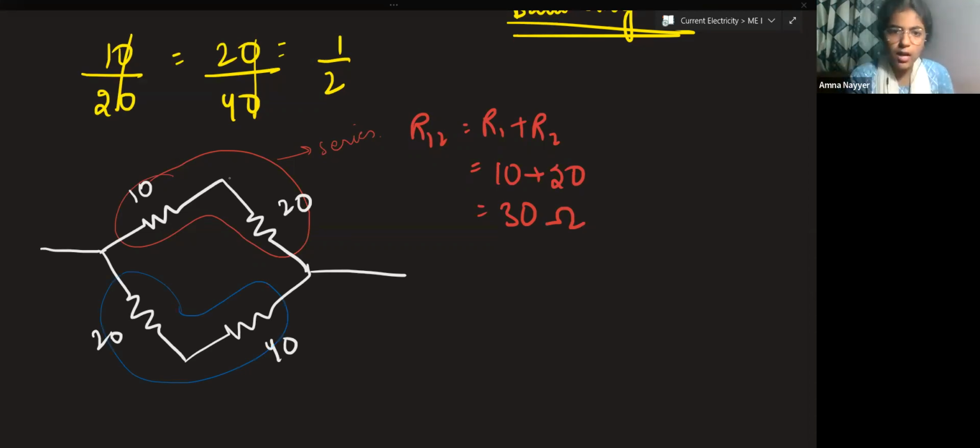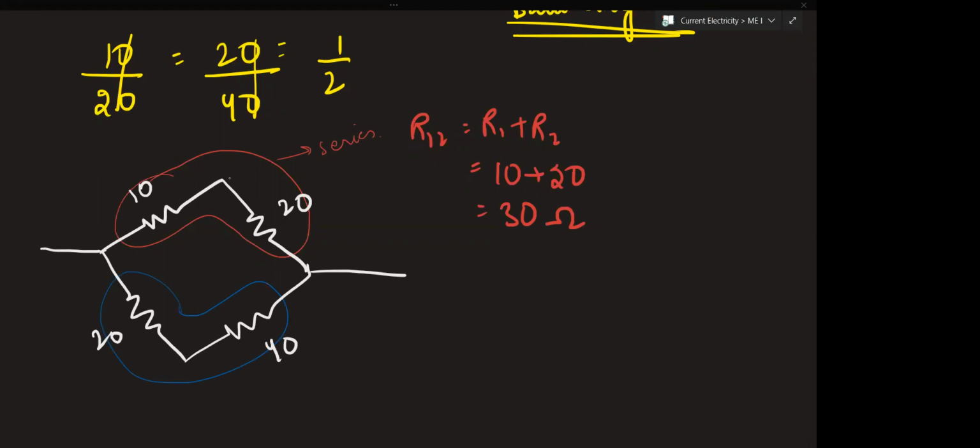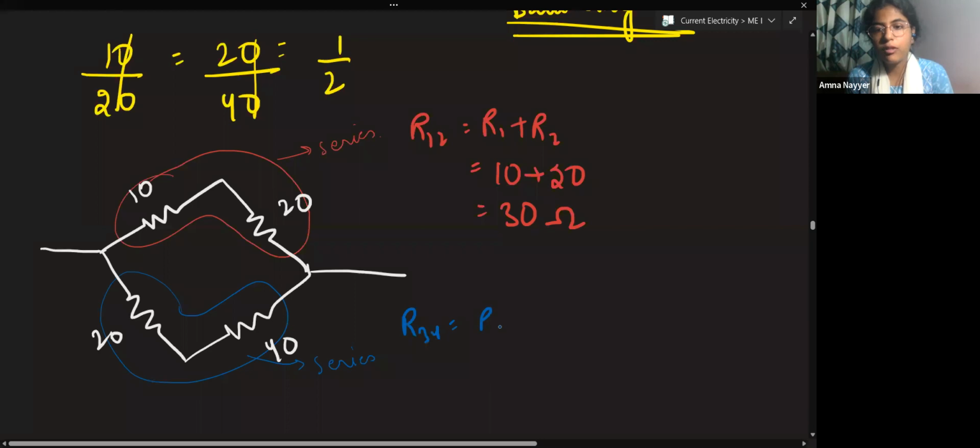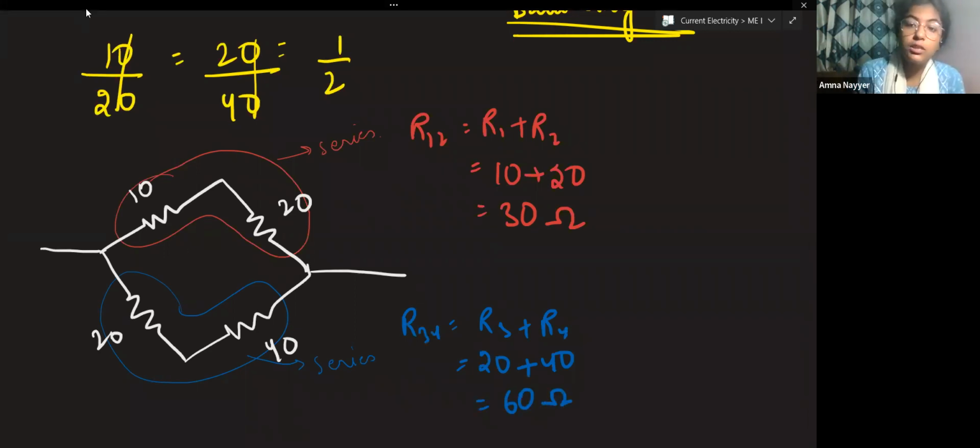Razan, can you try how these two are connected? 20 ohm and 40 ohm? Series. It's perfect. These two are also connected in series. So here R34 will be equal to R3 plus R4, which will be equal to 20 plus 40, which is 60 ohms.